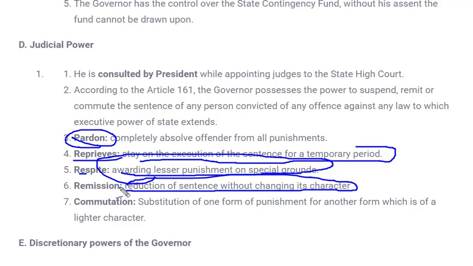Remission means reducing the time without changing the character. For example, if someone has got rigorous punishment, the type of punishment will not change, only the duration will change. If the duration was 5 years, it can be reduced to 2 or 3 years.